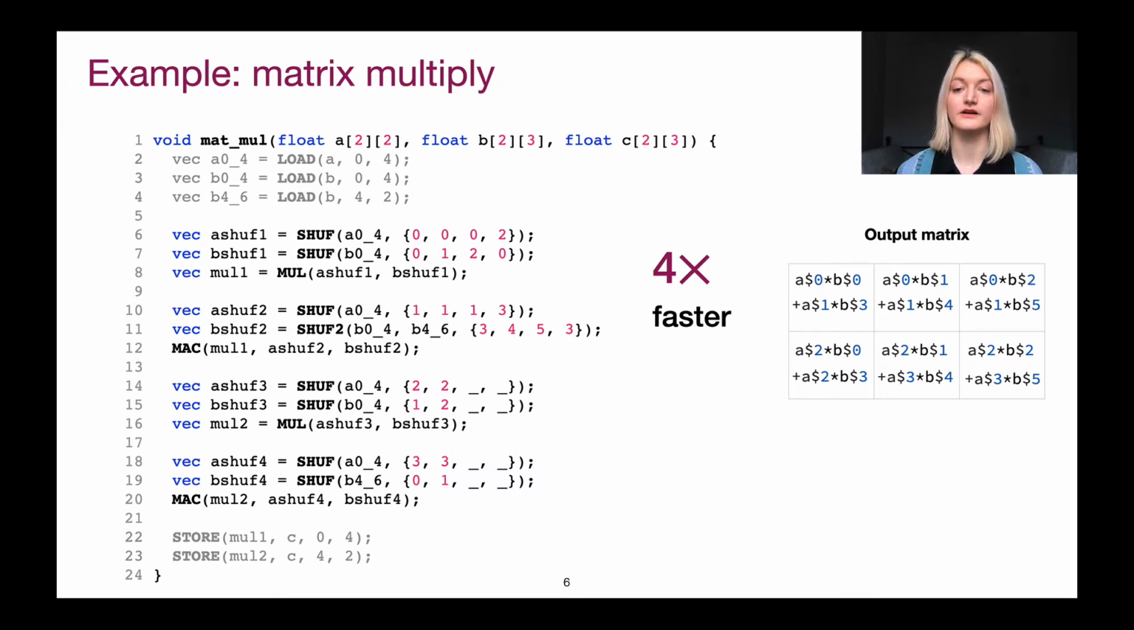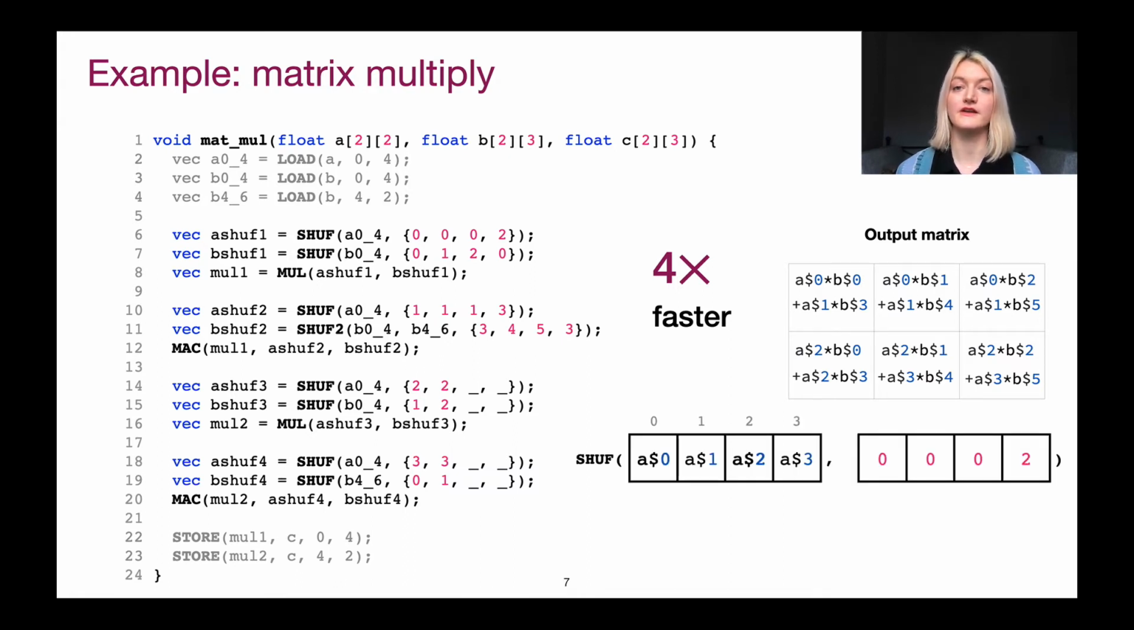Part of how this code works is it uses a shuffle intrinsic that takes in a vector of values as well as a vector of indices and moves elements around according to the indices passed in. This allows us to get dense, fully packed vector computation to produce the output matrix on the right.